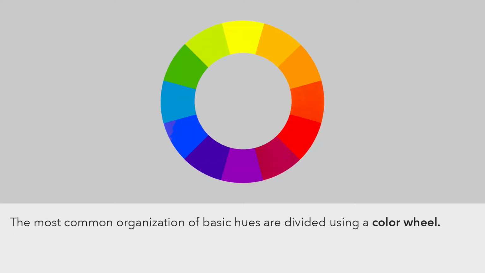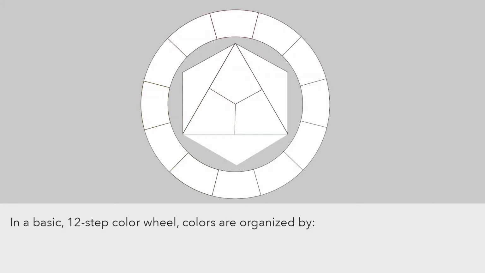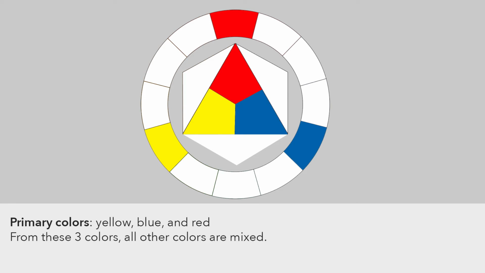The most common organization of basic hues are divided using a color wheel. The color wheel was created to organize and separate hues in the color spectrum. In a basic 12-step color wheel, colors are organized by primary colors, which are yellow, blue, and red. From these three colors, all other colors are mixed.